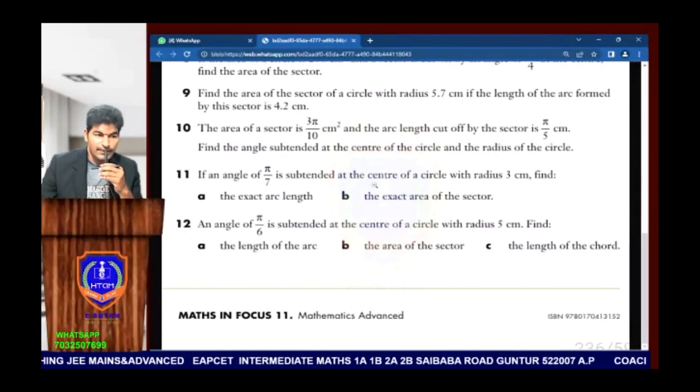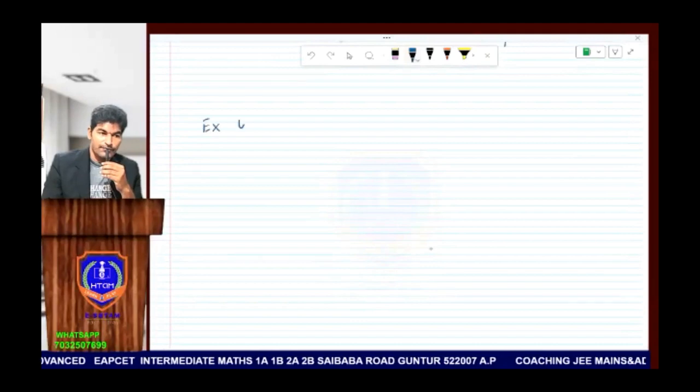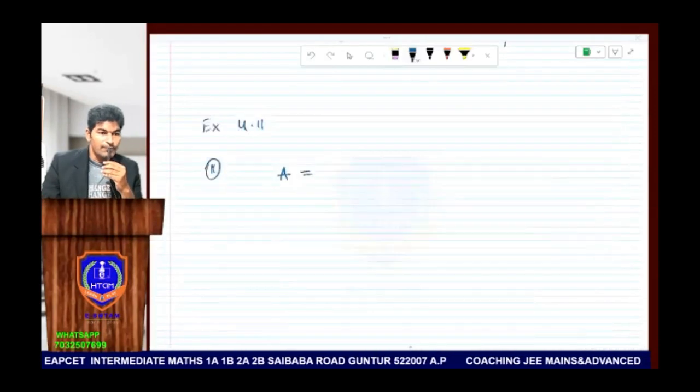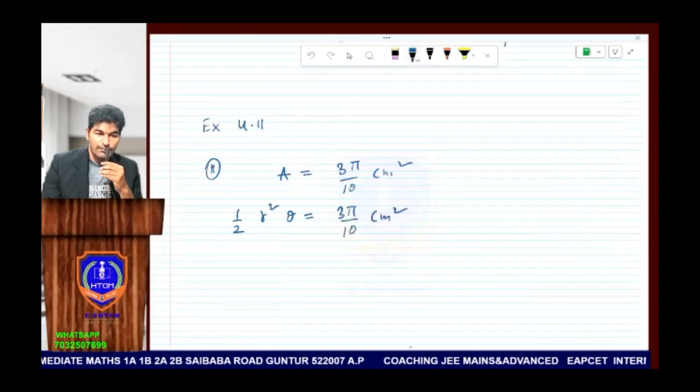Exercise 4.11, question number 11. The area of a sector is given as 3 pi by 10 centimeter square. So write down first what he gave. Area of the sector is given, so 3 pi by 10 centimeter square. Can you tell me the formula of this? Half R square theta.